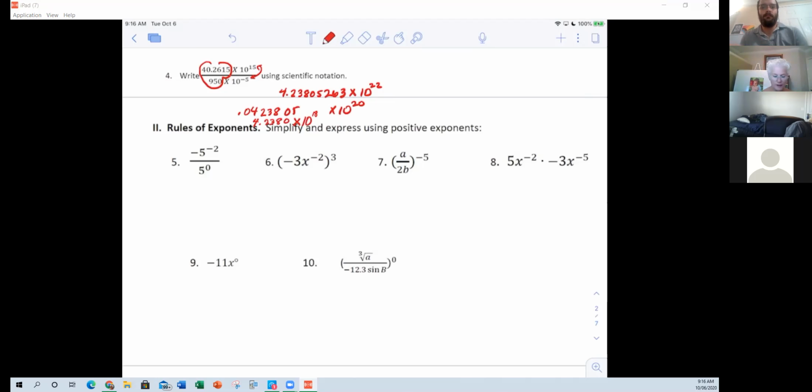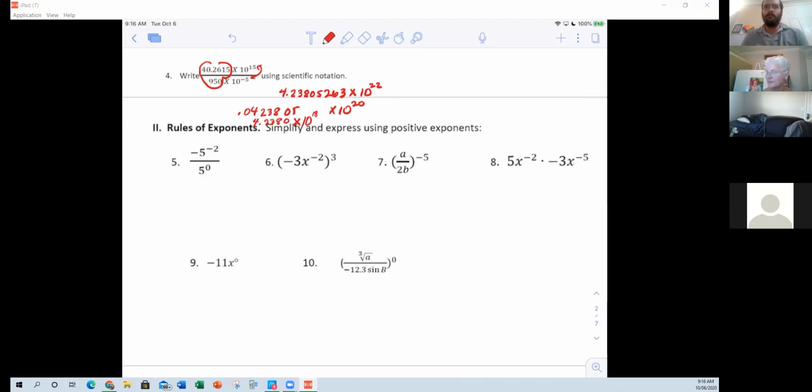Elliot, did you get number 5? I'm not sure if this is it, but is it like negative 1/25th? Yeah, that's it, right? Okay, cool. So what's 5 to the 0? 5 to 0 is basically 1. So basically, all you have now is -5 to the -2nd, right? Because anytime you divide by 1, you're just left with whatever's in the numerator.